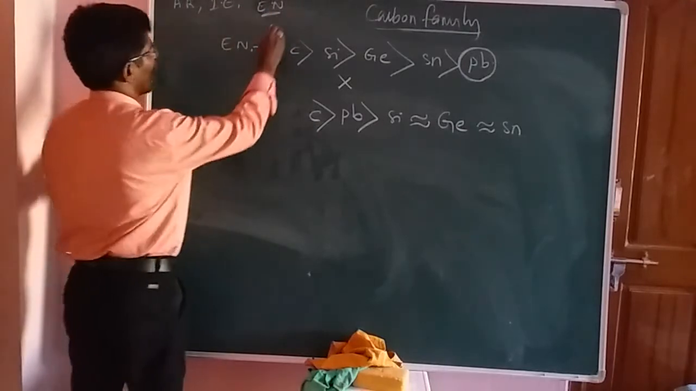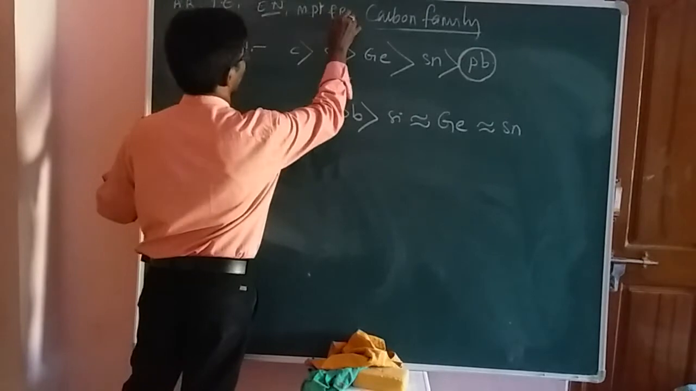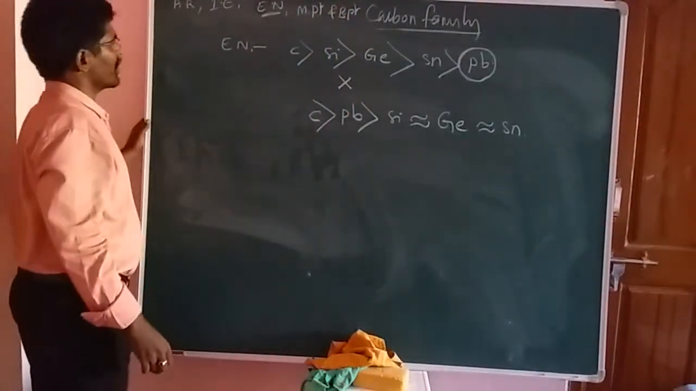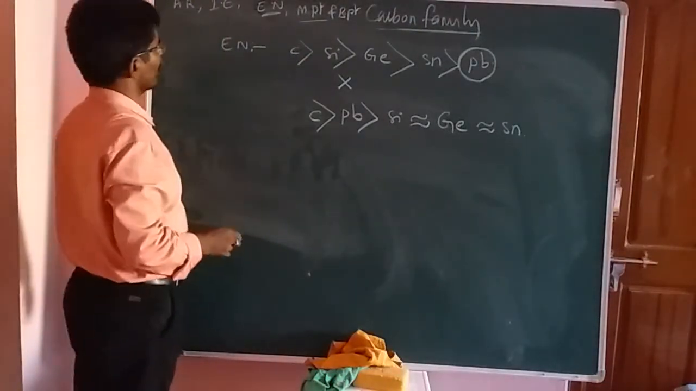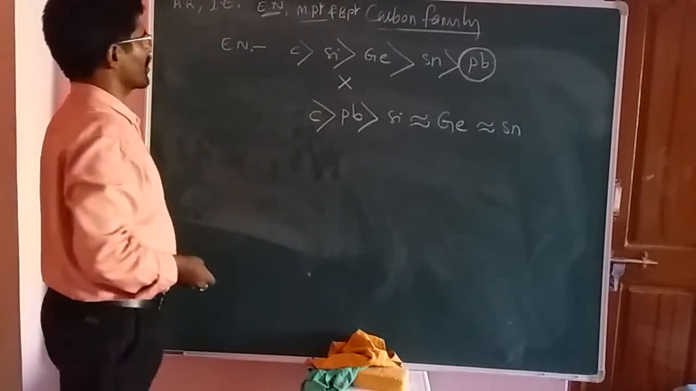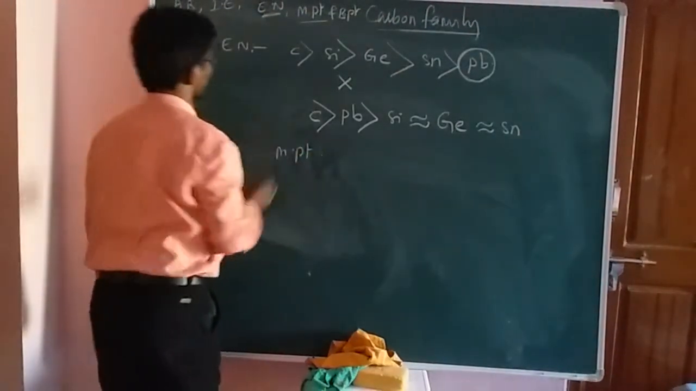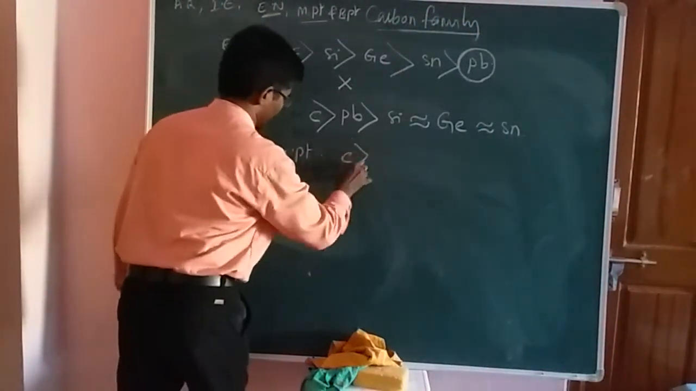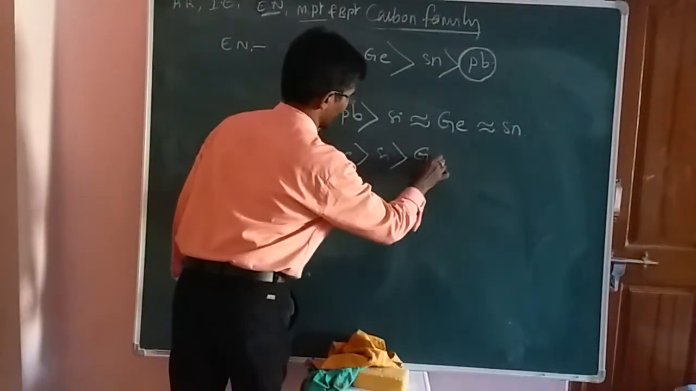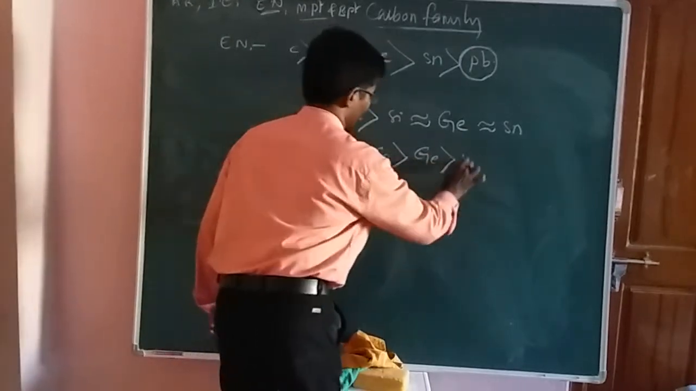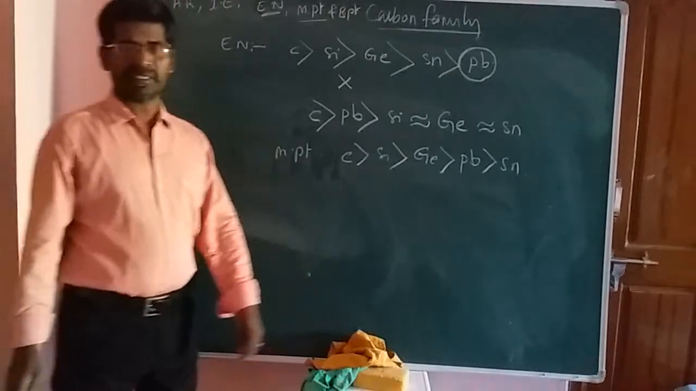Atomic radius, ionization enthalpy are also over. And the next concept is melting point, and the next one is the boiling point. So it should be actually the melting point of the elements. This order is also equal to that of the ionization enthalpy order. So the melting point order is carbon, which is greater than silicon, which is greater than germanium, which is greater than lead. And the last one is the tin element. So this is the order.